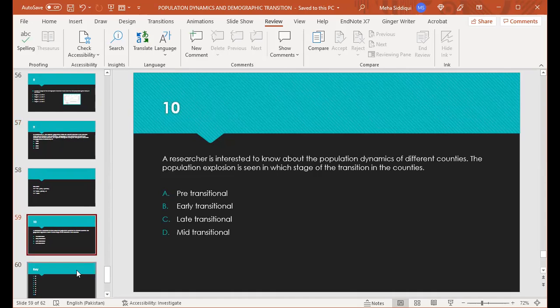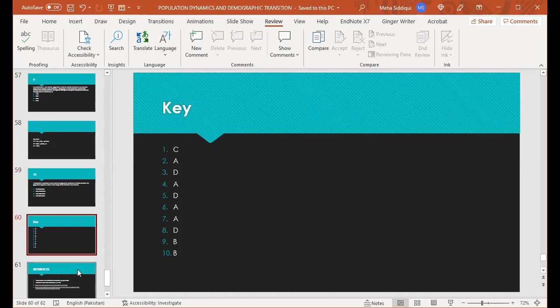Last MCQ. A researcher is interested to know about the population dynamics of different countries. The population explosion is seen in which stage of the transition in the countries? Pre-transitional, early transitional, late transitional, or mid-transitional? Early transitional, stage 2. In stage 2, we discussed that we have seen the population explosion because of decreased mortality rates, an abrupt fall in the death rate. This is the key to my MCQs.